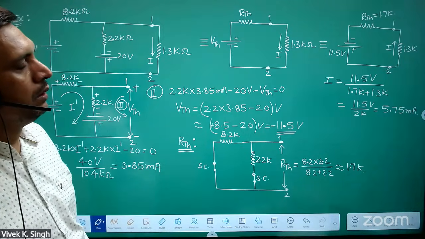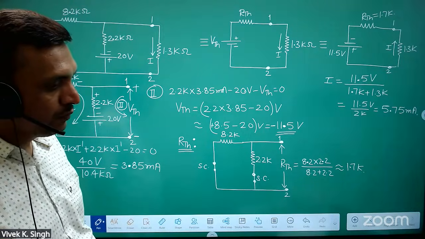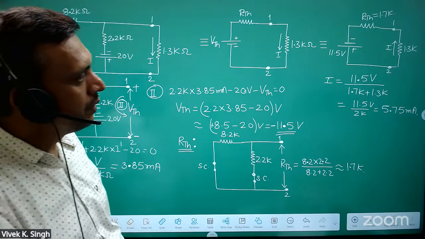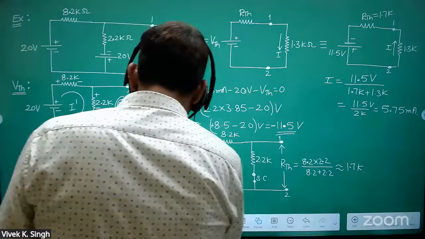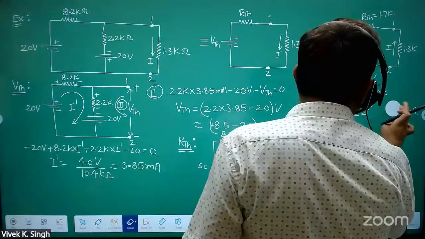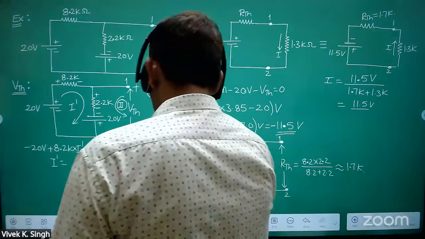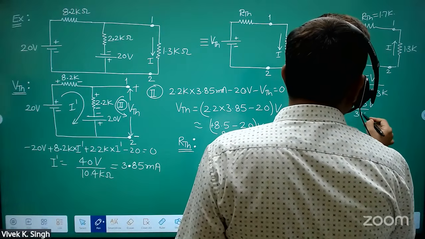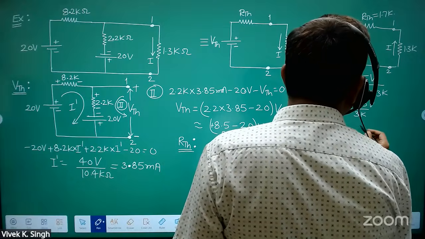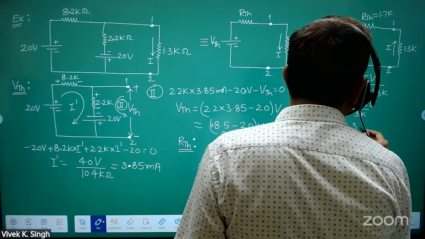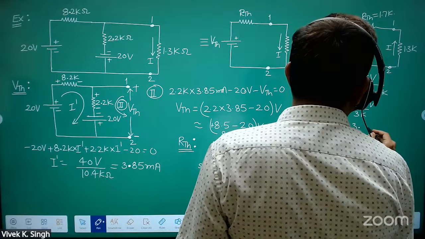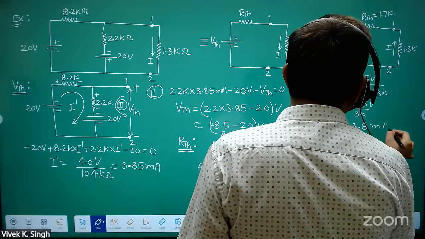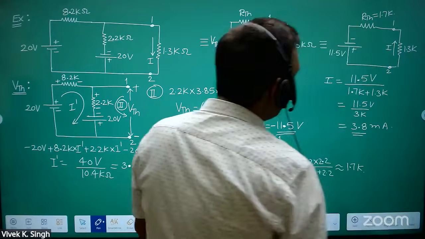Sir, it would be 3K, right? Yeah, sir, 1.7 plus 1.3 would be 3. Okay. So this will be 3 kilo ohm. So what will be the value? 3.8, approximately 3.8 milliampere. Clear?